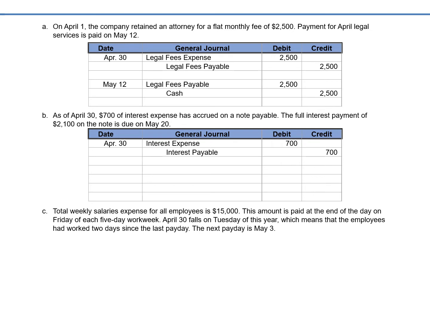And then on May 20th, when we pay it, we're going to reduce our interest payable. We're going to credit our cash for the entire amount of the interest of $2,100. Reduce our interest payable for $700, and then the plug to make our debits equal our credits is a debit to interest expense for $1,400.